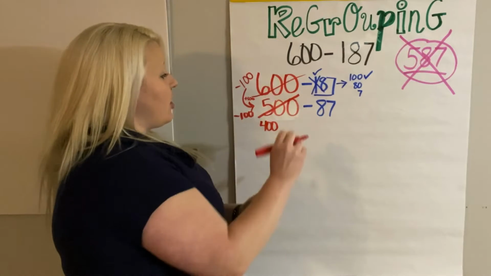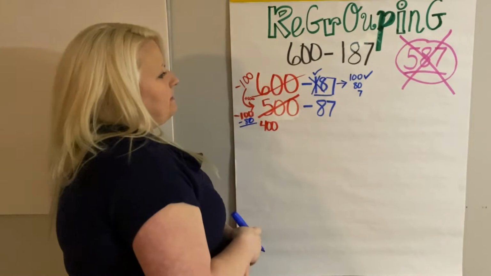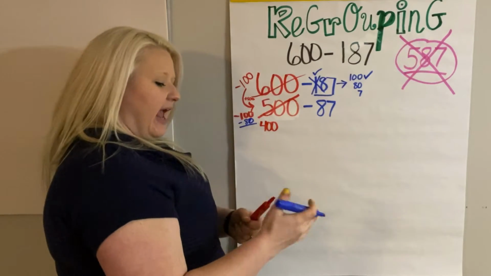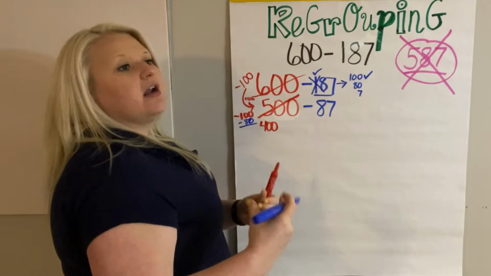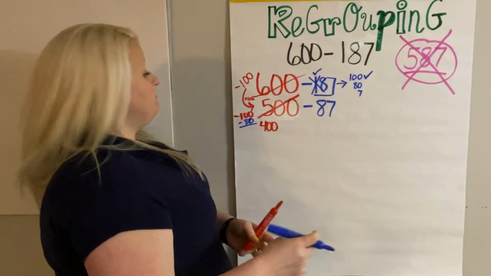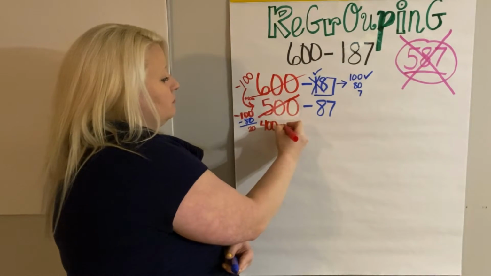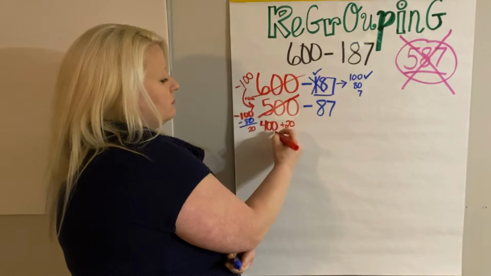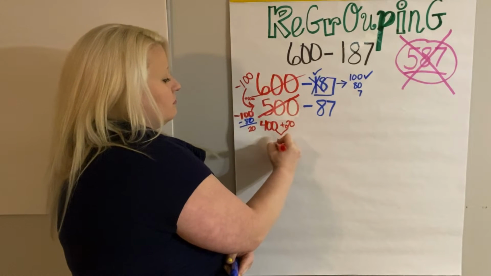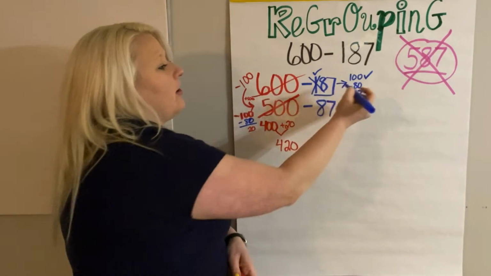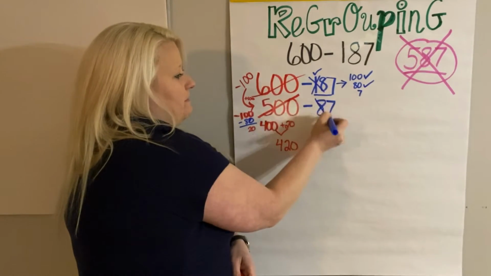Now you can subtract 80 from the 100. If you have 100 and you take away 80, think parts and whole. What's missing? 20. It's in red because remember, this is what we have. So $420. Now, we've taken away the 80.